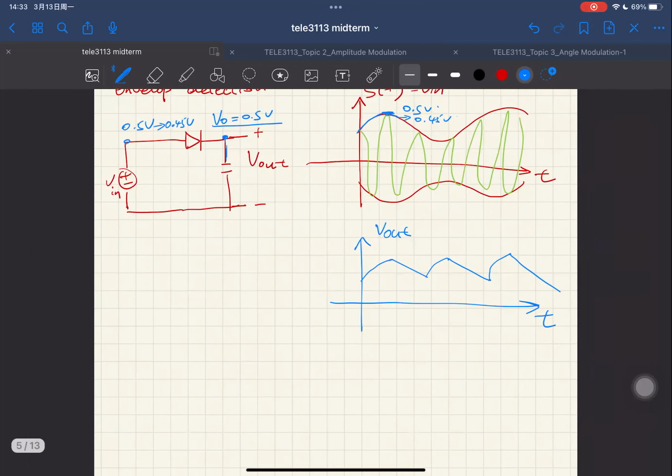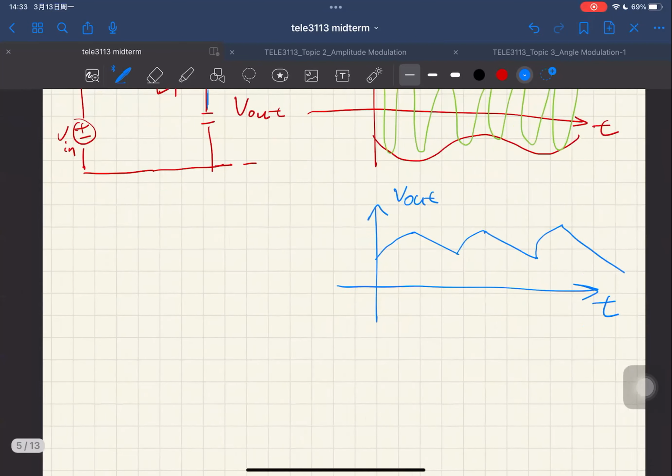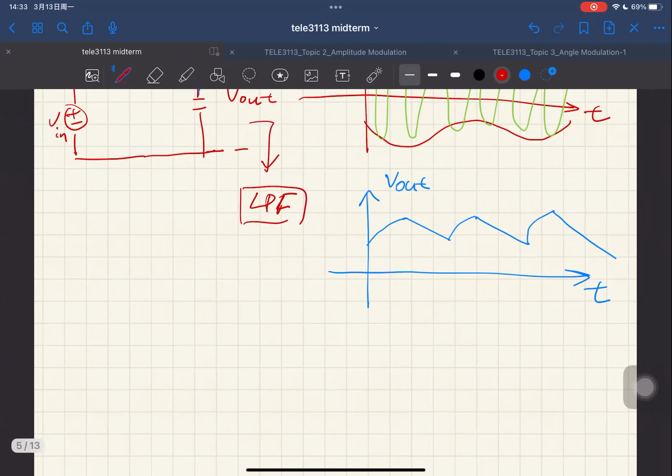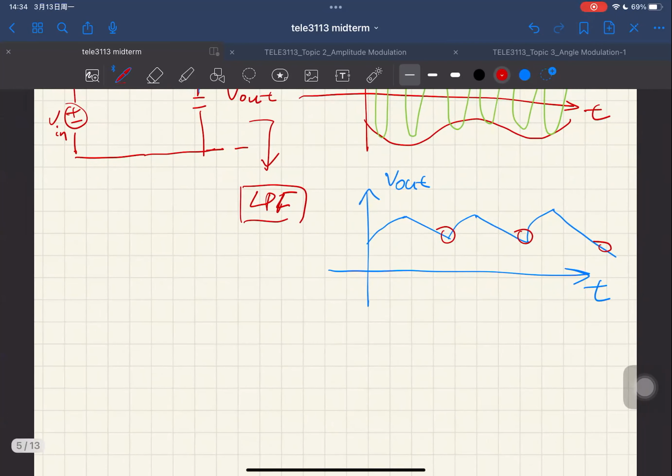But this is a good thing as long as we get our envelope shape back, though it's not smooth. So we're going to pass this V out into our low pass filter. The low pass filter here plays the role of getting rid of those zigzags and smoothing the shape, because the low pass filter will get rid of the high frequency components. This zigzag is usually caused by high frequency noise or high frequency interference. So we use this low pass filter to get rid of those, and then we can eventually smooth our envelope.